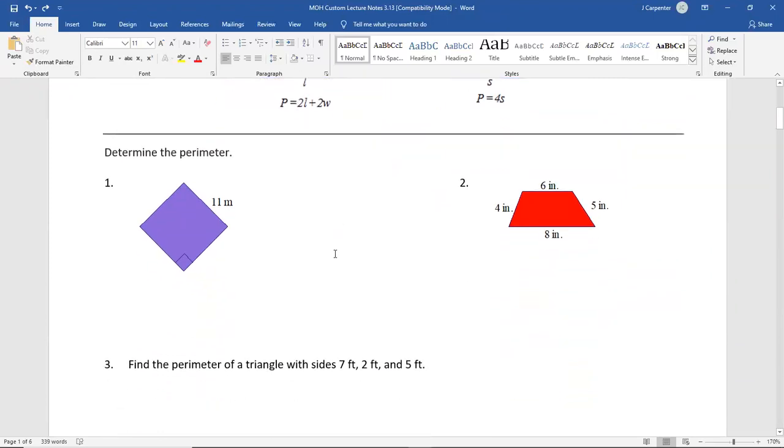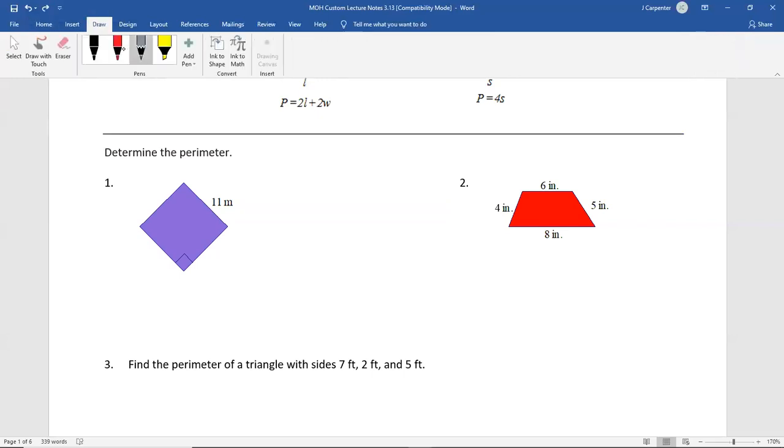So let's try out 1, 2, and 3. We're going to determine the perimeter. So we got the shape right here. Maybe you know what this shape is, maybe not. I hope you do. It's a square because they describe this as a right angle, which makes the rest of them right angles. So again, you don't actually have to do the formula.